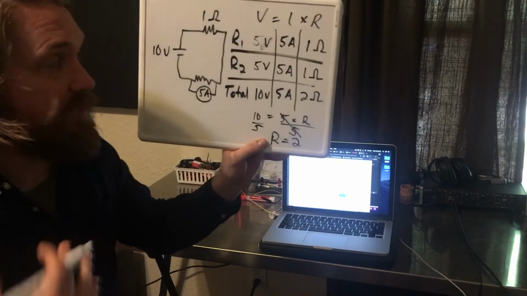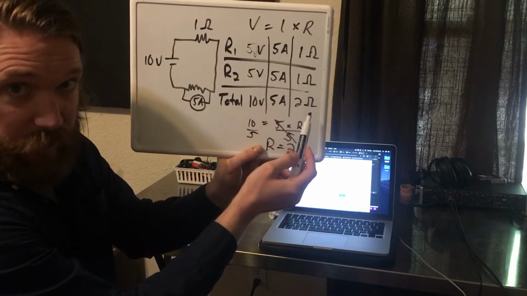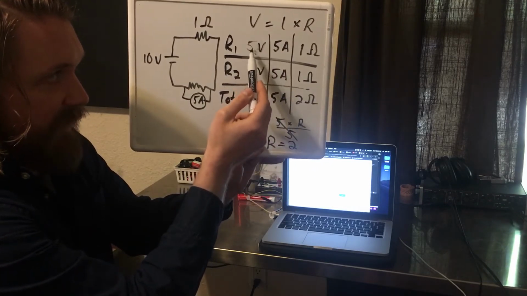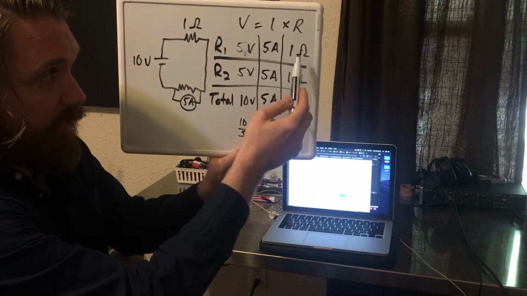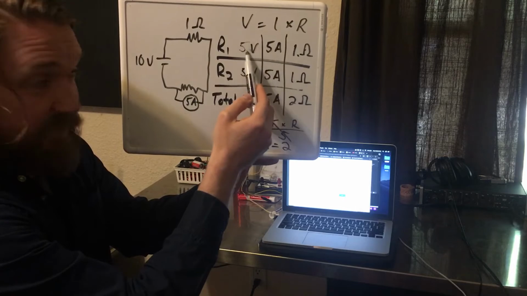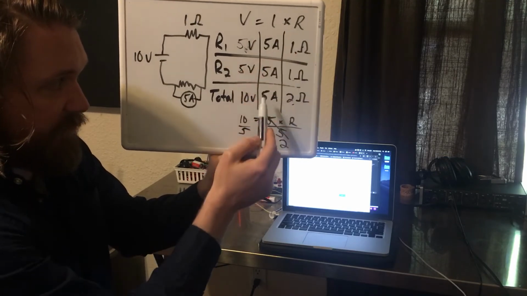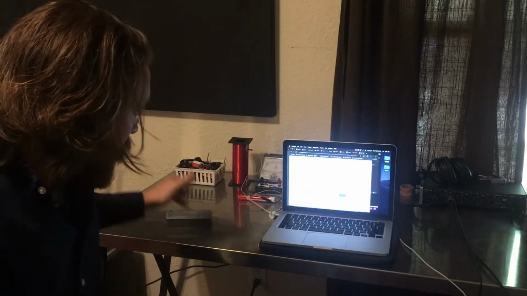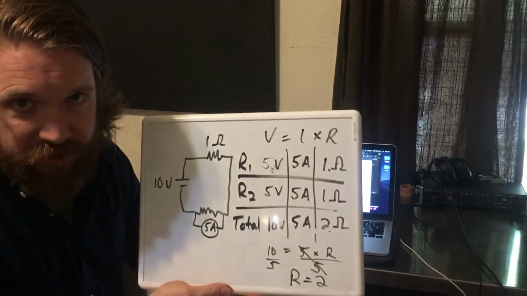And again, you can double check all of this. You go down each column. 1 plus 1 is 2. All of my currents are the same. And my voltages add up. 5 plus 5 is 10. Go across each row. 1 times 5 is 5. 1 times 5 is 5. 2 times 5 is 10. And that's it. Okay? If you use this VIR chart, you will be able to answer any question about any circuit.